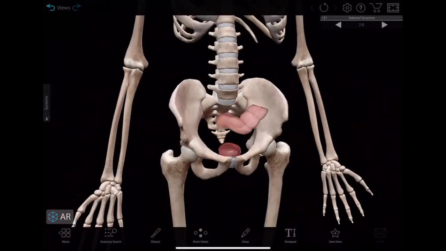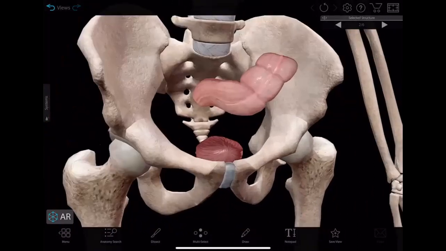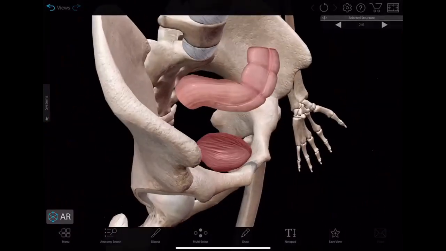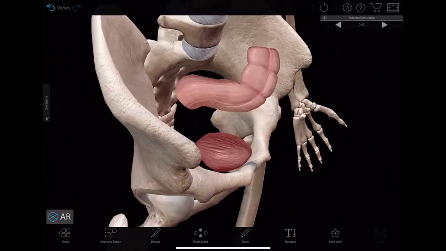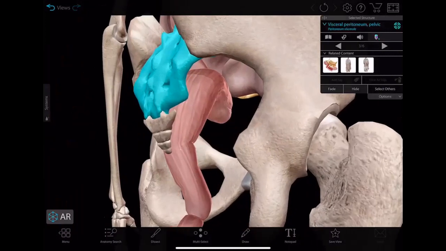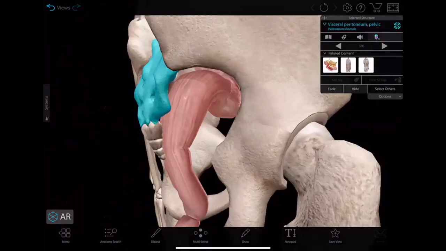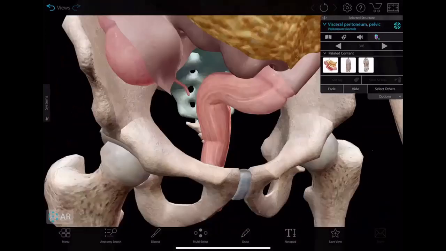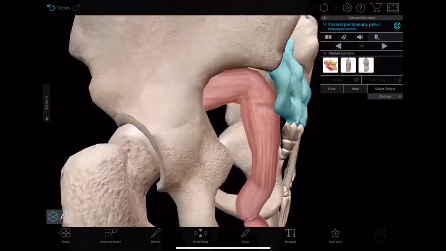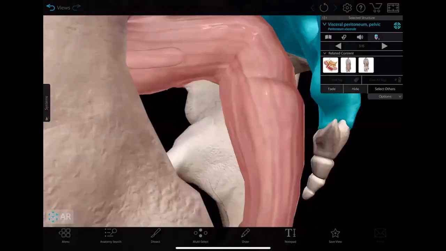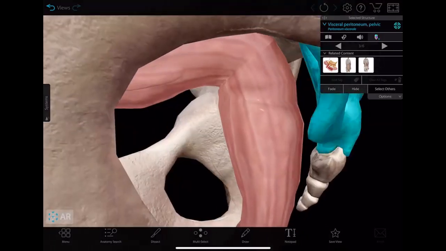You see how the sigmoid colon is there, right? This is the sigmoid colon related to the sacrum, right? And the sigmoid colon along with the rectum. Okay, that is the sacrum. You see how they are related, right? This is the anterior, this is the posterior part. This is very near to the bone, right? Very near to the bone.